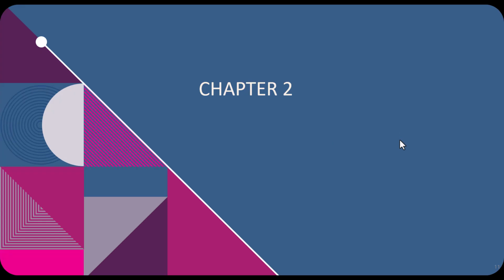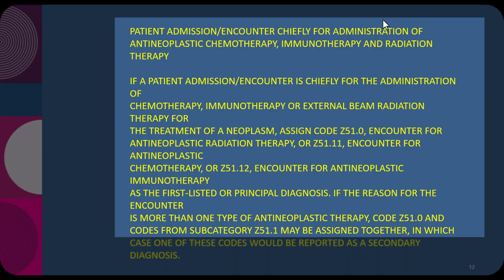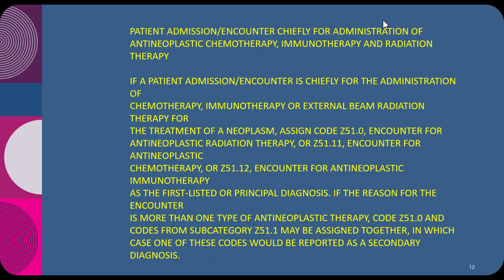Now we're going to look at Chapter 2. This next guideline is looking at individuals who have to come in for chemotherapy, immunotherapy, or radiation therapy. And it's showing you that if they're there for a neoplasm, assign Z51.0 encounter for radiation therapy, or Z51.11 for chemotherapy, or Z51.12 for antineoplastic immunotherapy, as the first listed. So yes, it is true that they have cancer, and you would think that cancer needs to come first. But when they're coming for chemotherapy or one of these therapies, that therapy comes first.